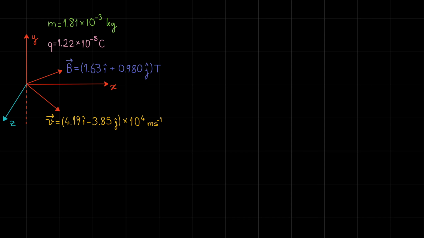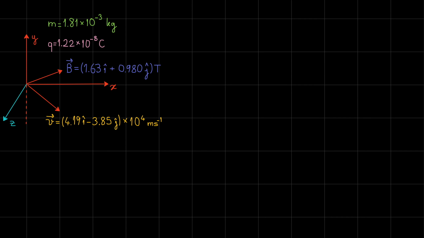A charged particle is moving in the xy plane as shown in the picture. The particle's velocity vector has a positive x component and a negative y component, so that's the vector in the fourth quadrant of the xy plane in the picture. There's also a magnetic field in the xy plane with a positive x component and a positive y component, and that's the vector in the first quadrant on the picture.